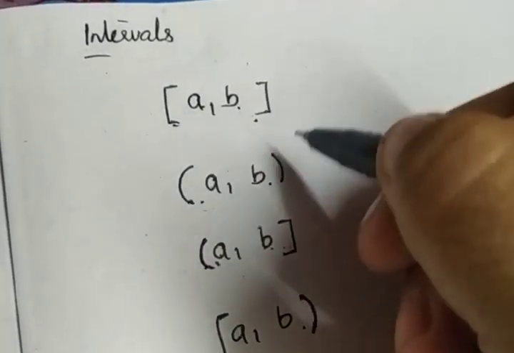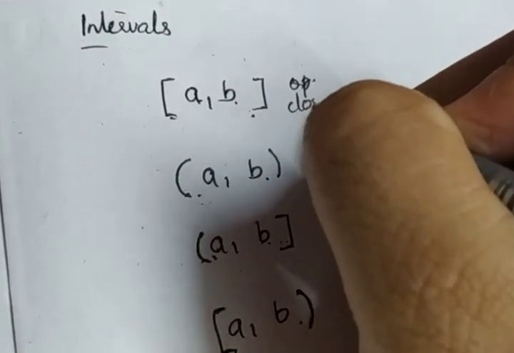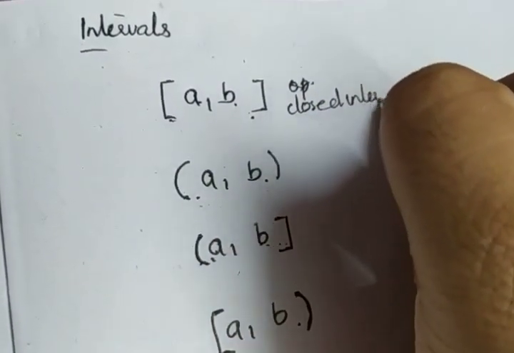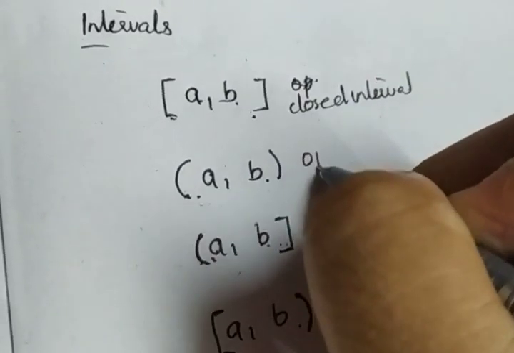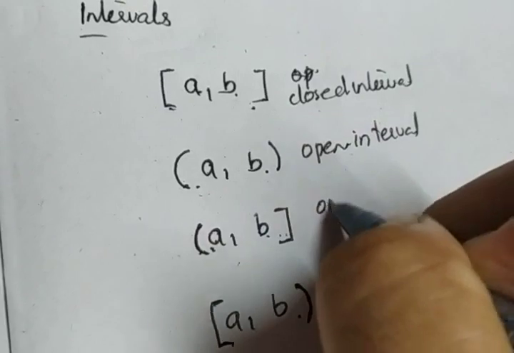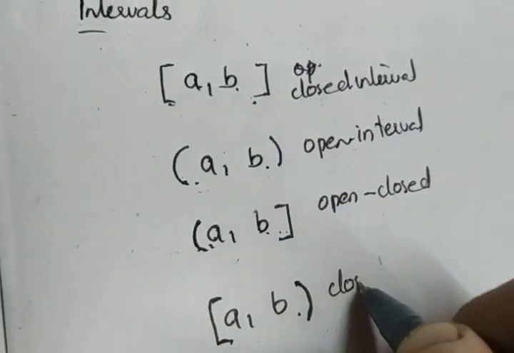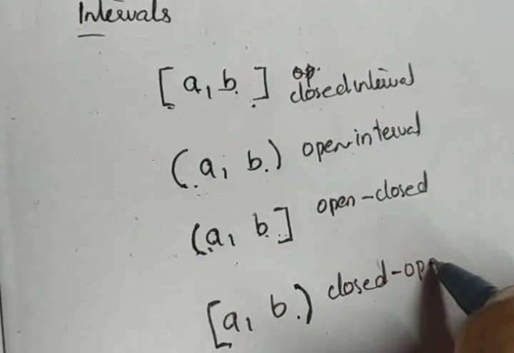So the 4 types of interval are: the first one is closed interval. The second one is open interval. What about the third one? It is open, closed. And the fourth one which we wrote is closed, open.